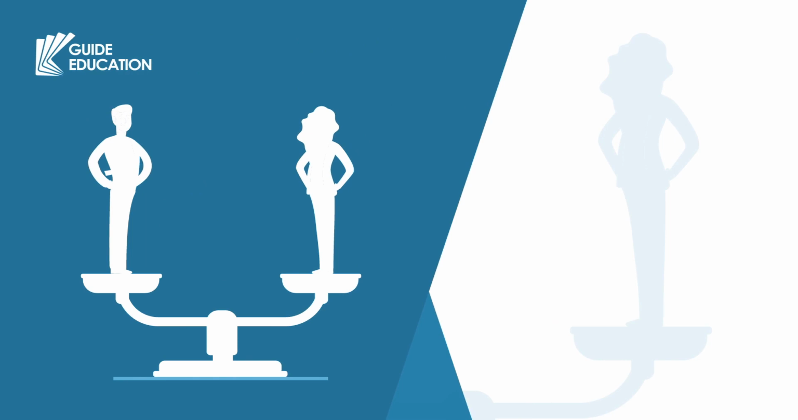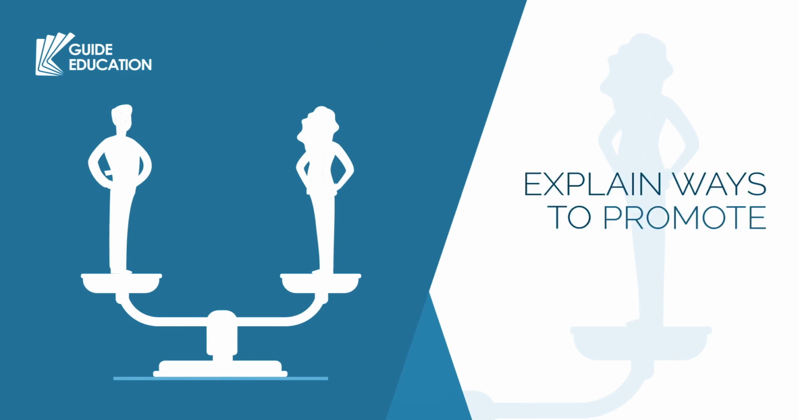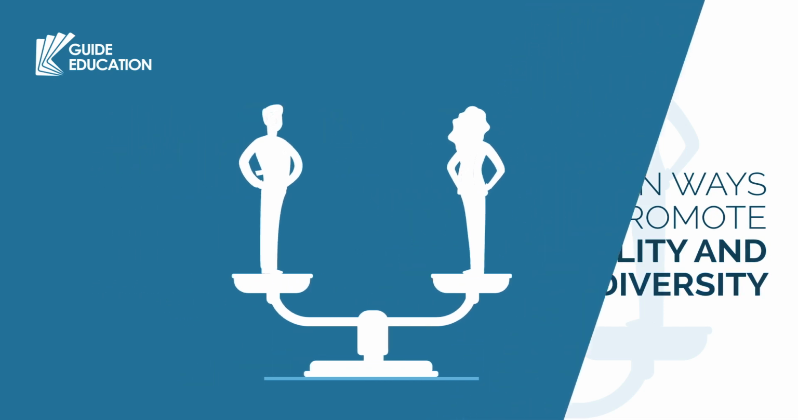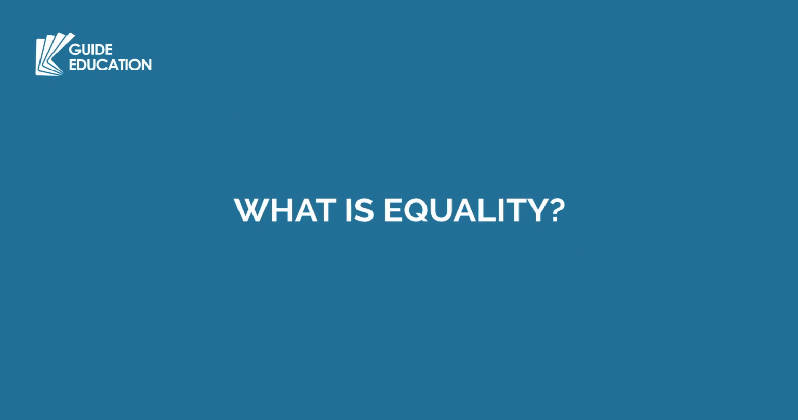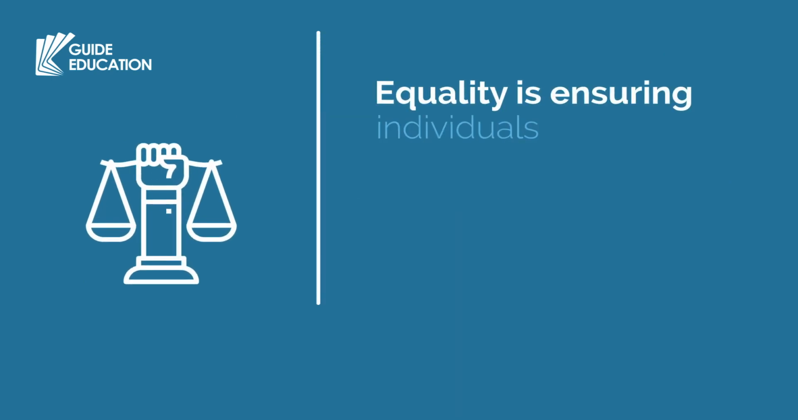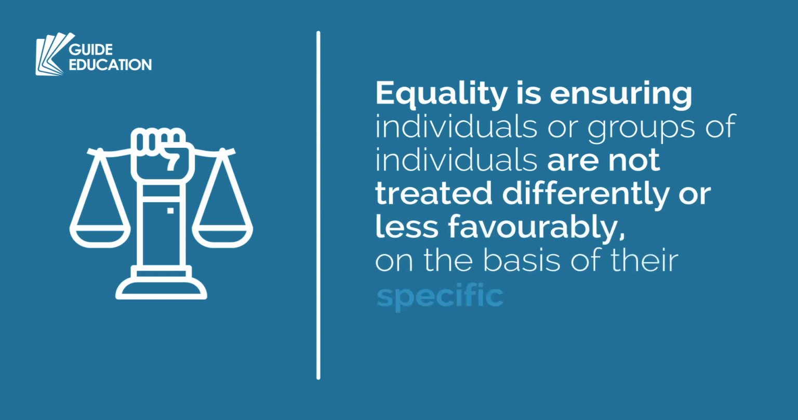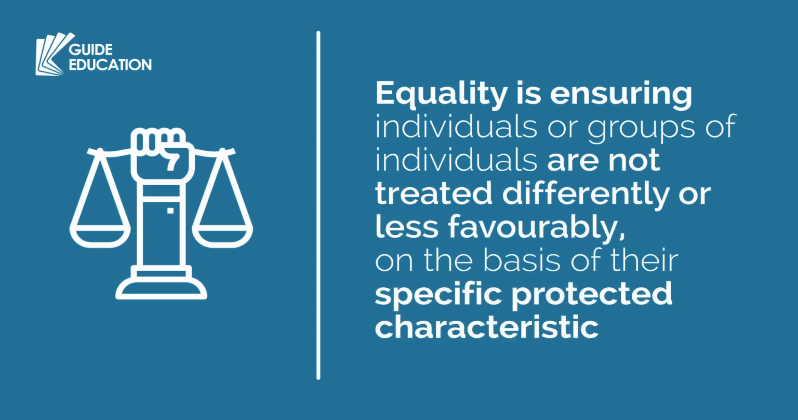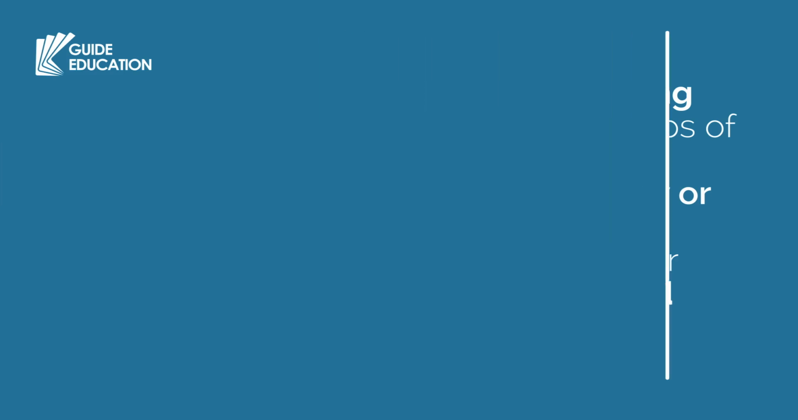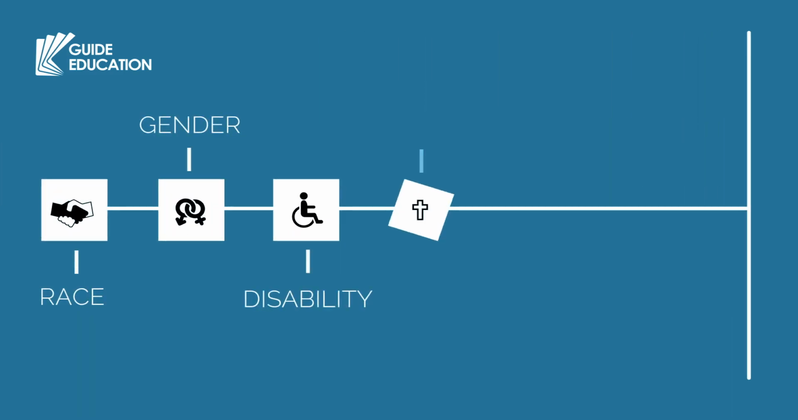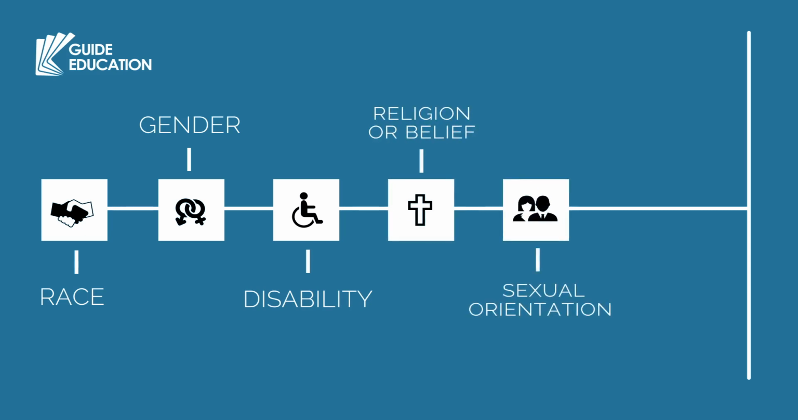Today we're going to be looking at Criteria 1.3, Explain ways to promote equality and value diversity. Let's begin by examining what is equality. Equality is ensuring individuals or groups of individuals are not treated differently or less favourably on the basis of their specific protected characteristic, including areas of race, gender, disability, religion or belief, sexual orientation, and age.